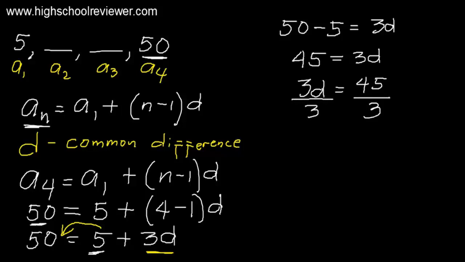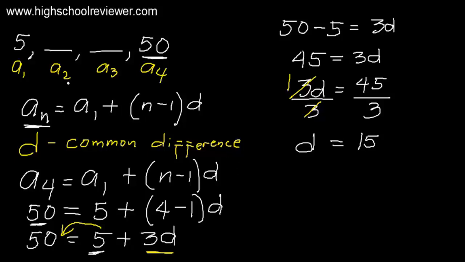So 3 divided by 3 will be equal to 1. We can cancel this out. And then 1 multiplied by d is equal to d. And 45 divided by 3 is 15. So we have the value for d. We can now solve for a sub 2 and a sub 3.